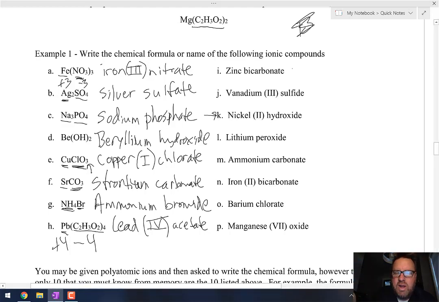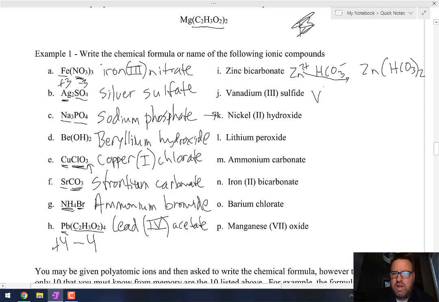Zinc bicarbonate. Again, the first thing you always do, write the symbols with their charges. So zinc, remember aluminum's +3, zinc's +2 always, and silver's always +1. So zinc is +2. Bicarbonate, I just go back up and look, it's HCO3 with a -1 charge, so that 2 needs to come down here. So it's going to be Zn(HCO3)2.